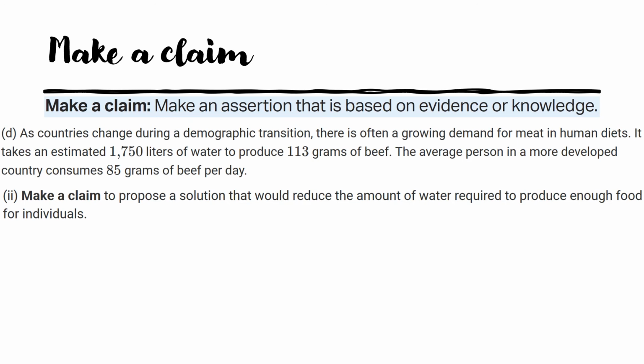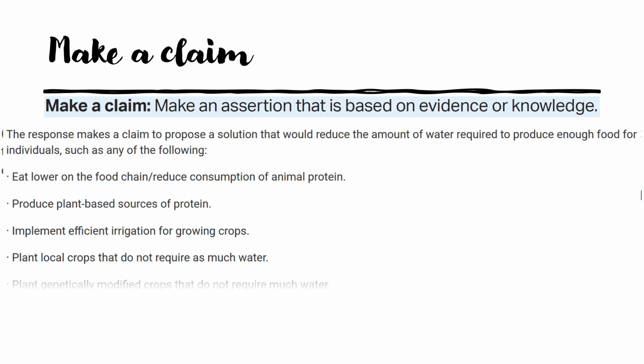So, to make a claim is to make an assertion that is based on evidence or knowledge. Let's take a look at an example answer. As countries change during a demographic transition, there's often a growing demand for meat in human diets. It takes an estimated 1750 liters of water to produce 113 grams of beef. The average person in a more developed country consumes 85 grams of beef per day. 2. Make a claim to propose a solution that would reduce the amount of water required to produce enough food for individuals. So let's take a look at some accepted answers by College Board.